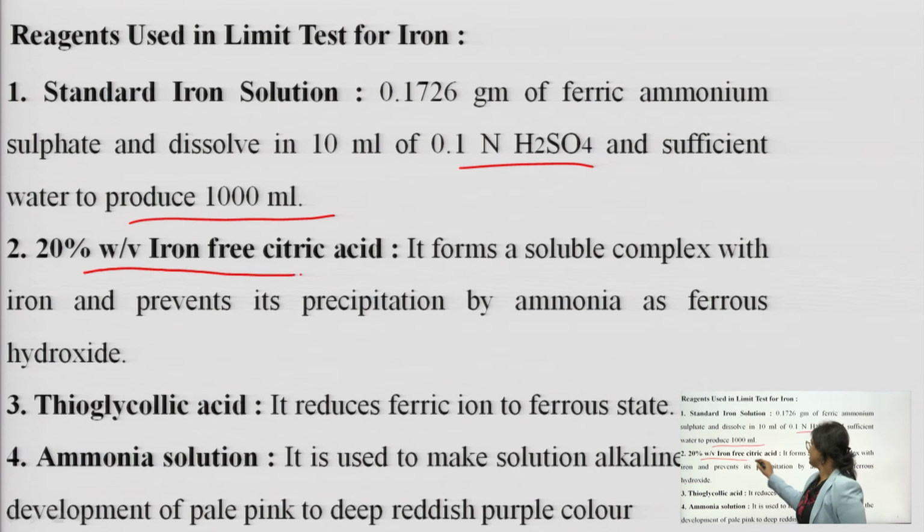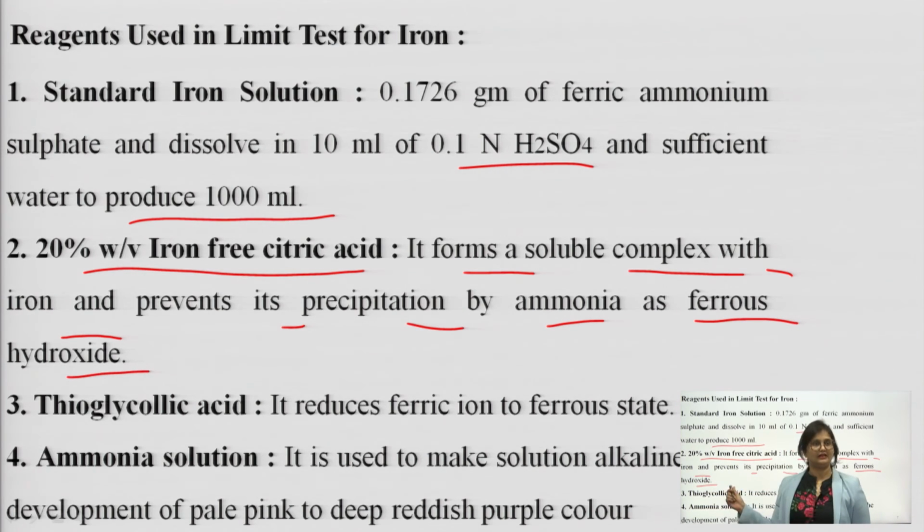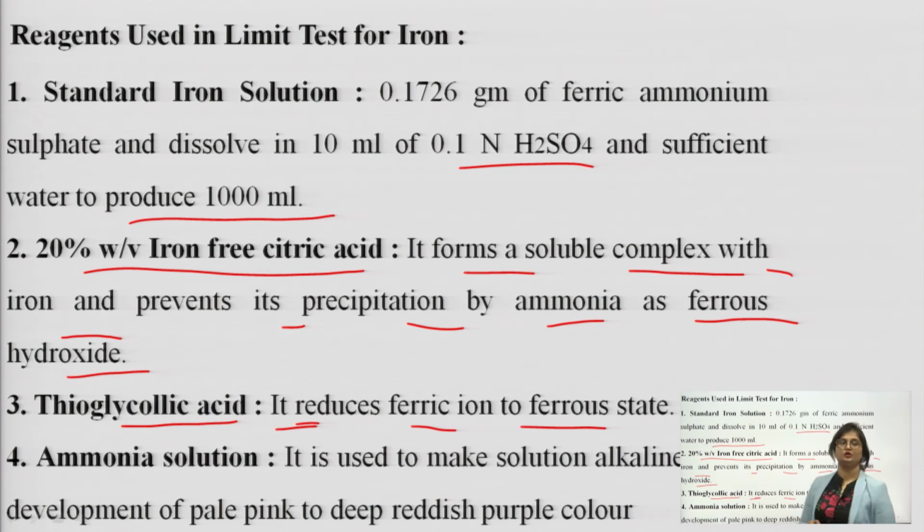The next reagent which is used is iron free citric acid. It forms a soluble complex with iron and prevents its precipitation by ammonia as ferrous hydroxide. That is why we use citric acid. Next we have thioglycolic acid, which is a reagent forming coordination complex. So what does this do? It reduces ferric ion to ferrous state and forms the complex.